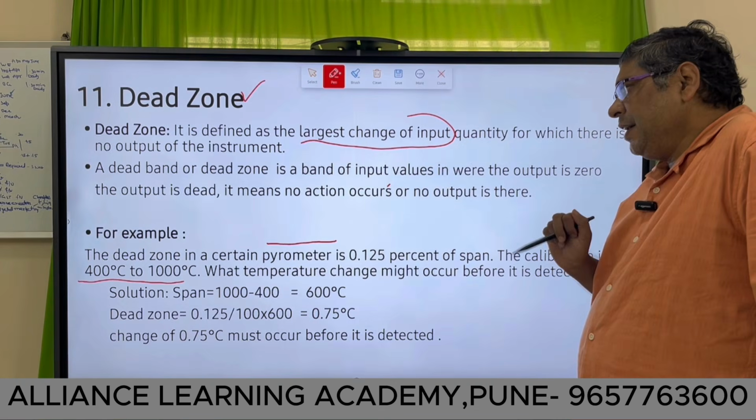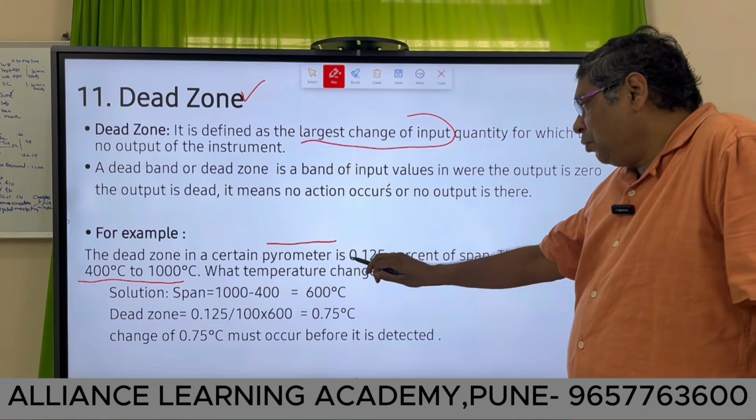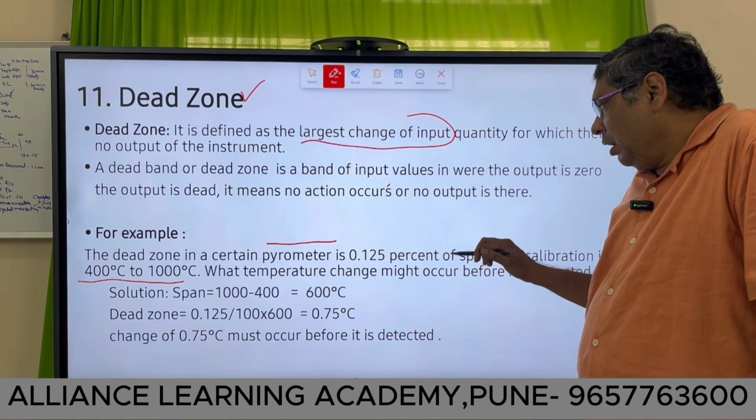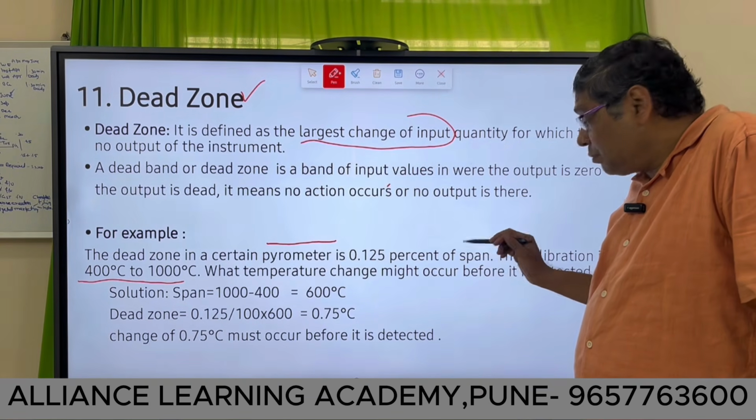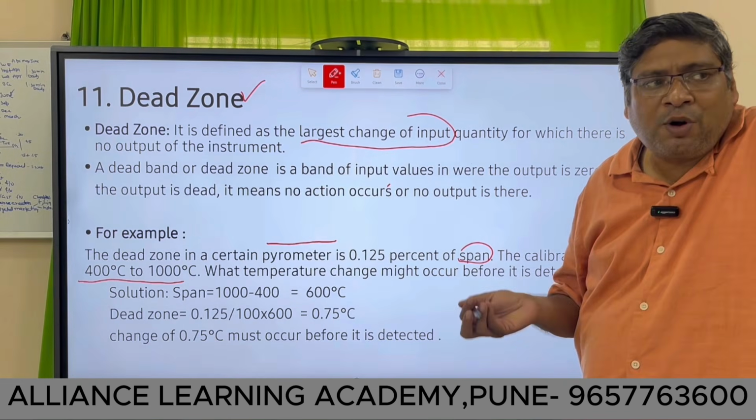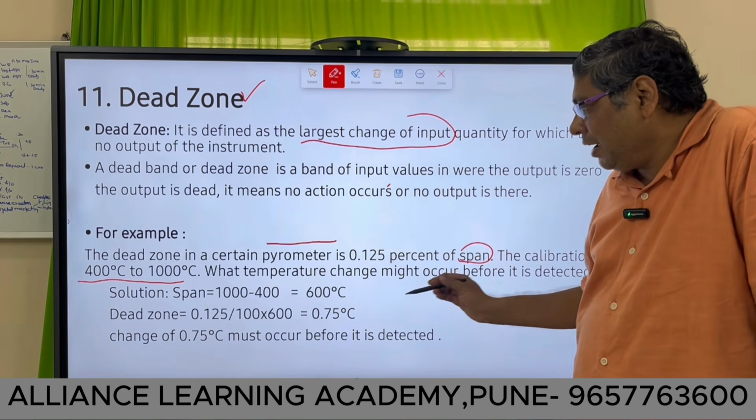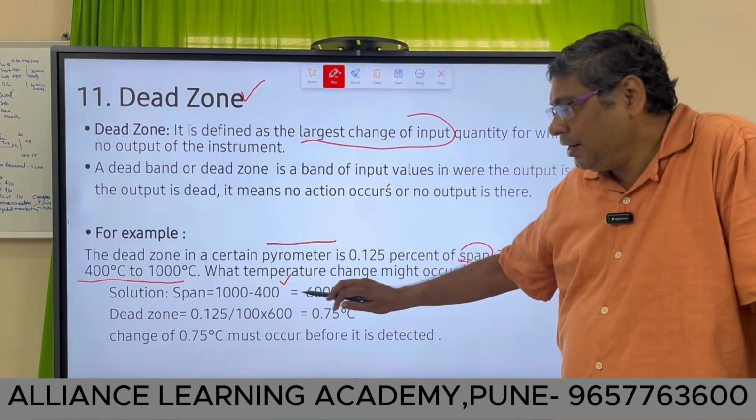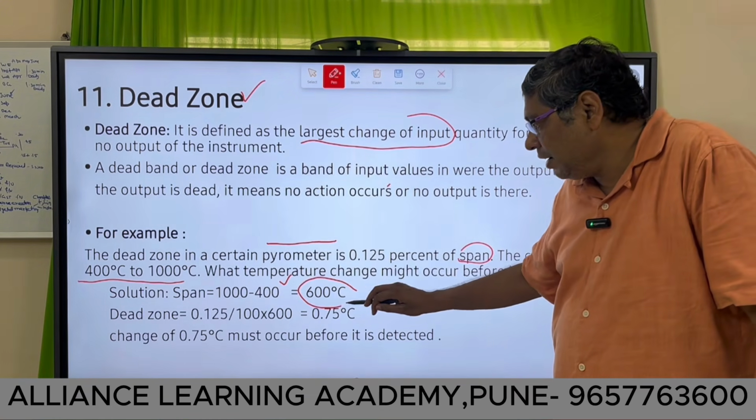And the dead zone is 0.125% of span. Now see, this is a review also. Range is given, then how do you calculate span? So now we are calculating span here as 1000 degrees Celsius minus 400, which comes to 600 degrees Celsius.